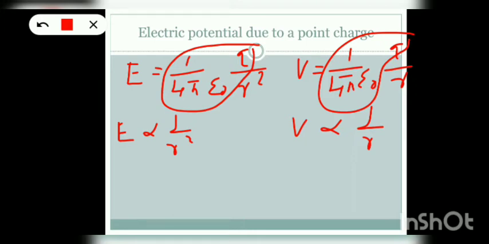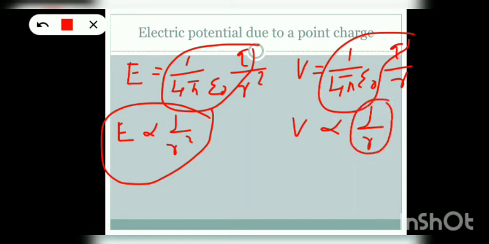Obviously in both cases, as the distance r increases, both electric field and the potential decrease because r is in the denominator. But which will deplete faster, electric field or potential? Yes, obviously it will be electric field, because in the case of electric field we have r square in the denominator, but in the case of potential we have only r. So electric field depletes faster than potential at a point at the same distance.